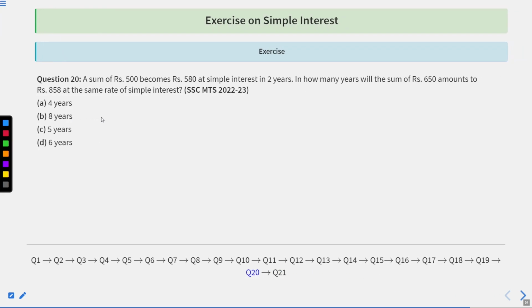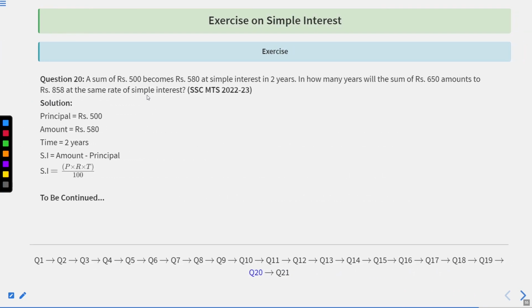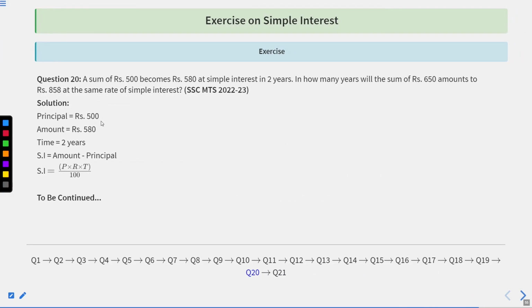Question number 20. A sum of rupees 500 becomes rupees 580 at simple interest in 2 years. In how many years will the sum of rupees 650 amount to rupees 858 at the same rate of simple interest? So the principal is equal to 500 rupees and the amount is equal to 580 rupees. So the time is 2 years.